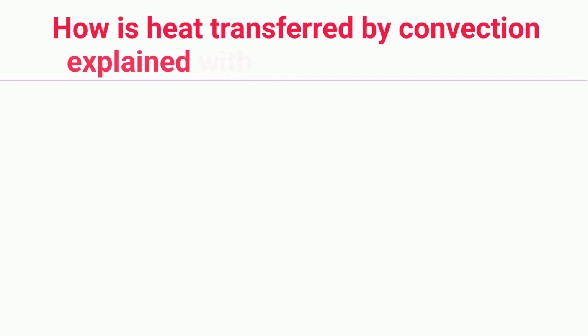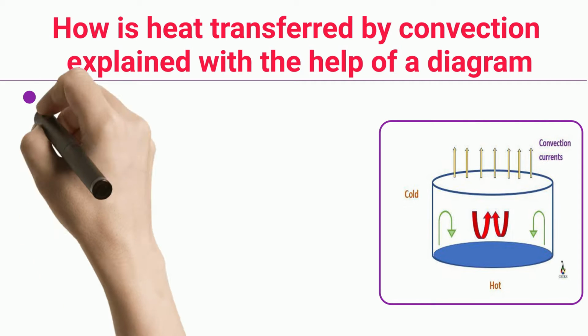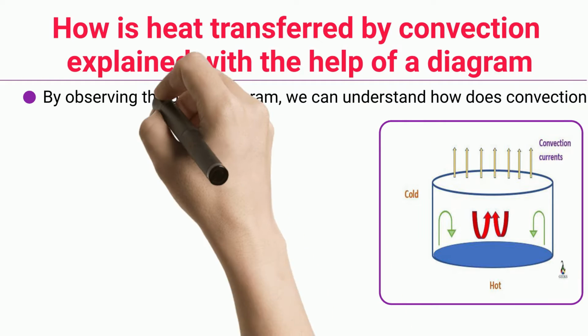How is heat transferred by convection explained with the help of a diagram? By observing the below diagram, we can understand how convection transfers heat in detail.